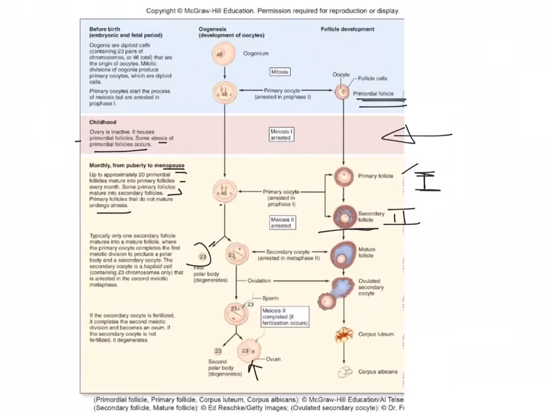We'll go through divisions down to 23, and if it's fertilized, we actually finish meiosis 2, and then we'll develop into a zygote. Here's the egg, and here's the leftover corpus luteum. The oocyte is gone, and then the corpus albicans.